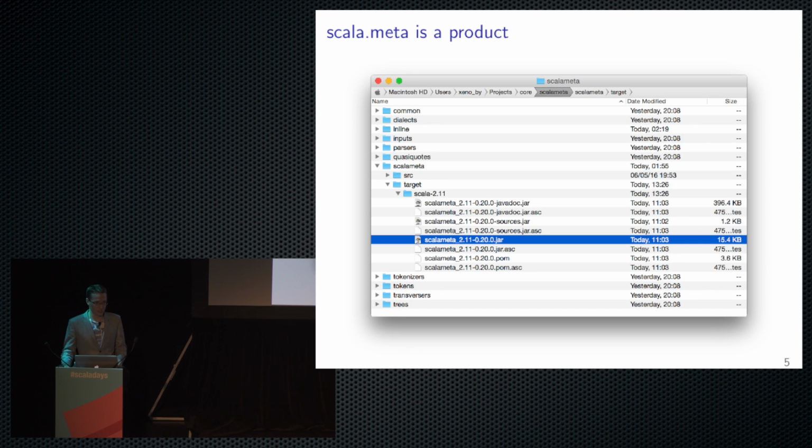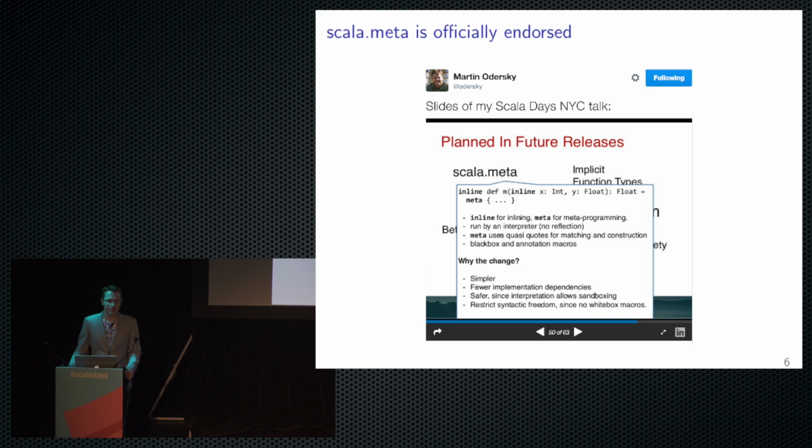Also, Scala Meta is a product. Speaking of things being real, it's something that you can execute. You take this jar, you download it from Maven, and you get to do interesting and exciting stuff. Later, we will see what exactly this amounts to. And finally, I'm really happy to say that Scala Meta is officially endorsed. I'm really happy that I convinced Martin that Scala Meta is a good idea, and it was very exciting to see the slides during his keynote the day before yesterday.